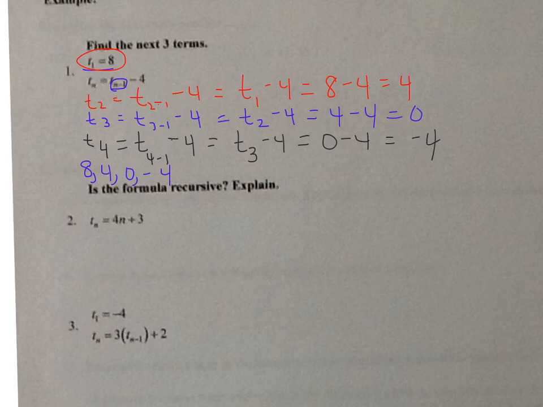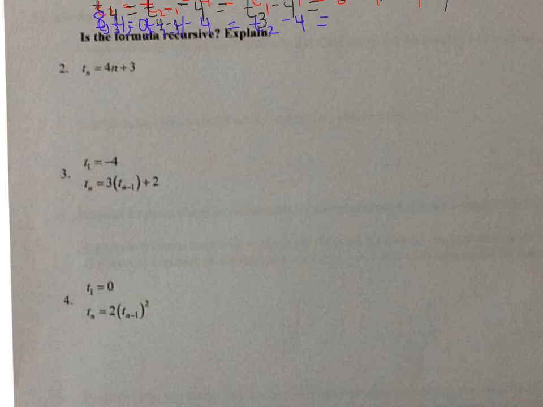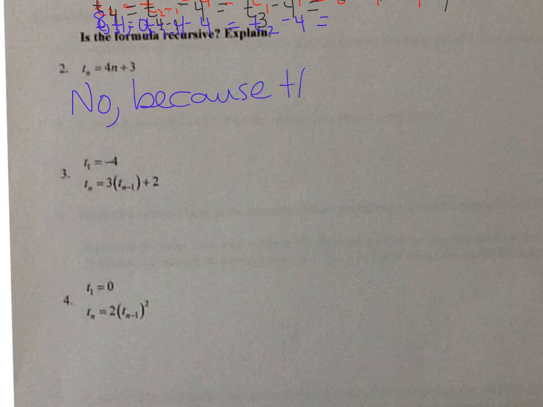All right, next one. It says determine if it's recursive and then explain. Okay, so number 2 says t sub n equals 4n plus 3. Is this recursive? And the answer is no. And how do we know? Because there is no n minus 1 as a subscript.